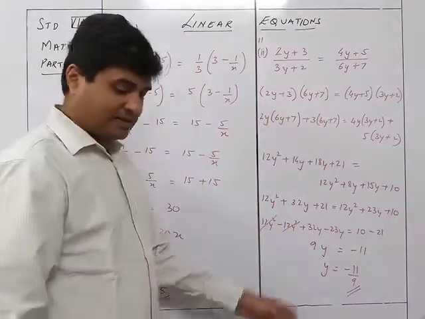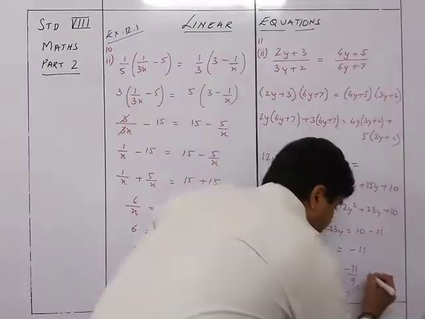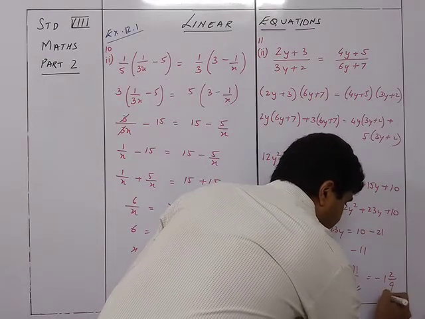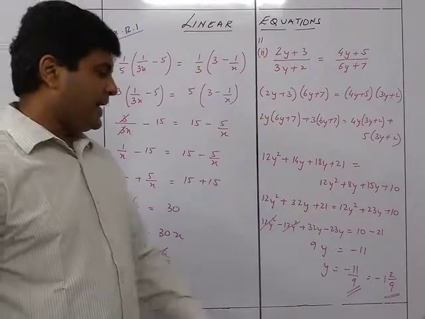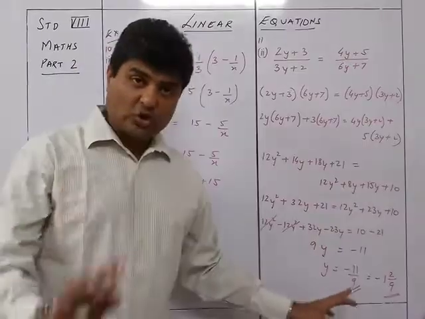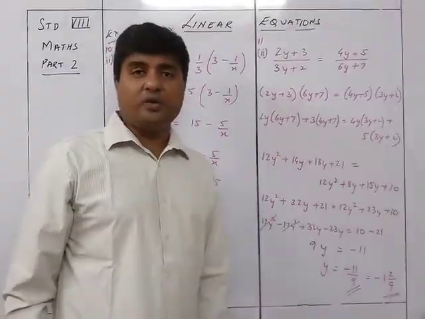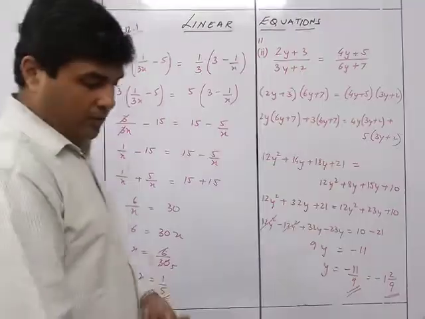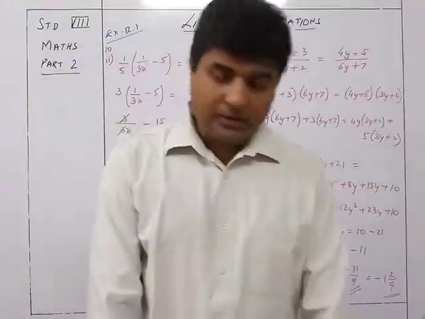Okay, so that's the answer. Yes, you can write it as minus 1 and 2 upon 9. The answer behind is given as minus 11 upon 9, so that is also a correct answer, but yes, you can convert it into a mixed fraction also. So this was sum number 11. Now we move on to sum number 12.